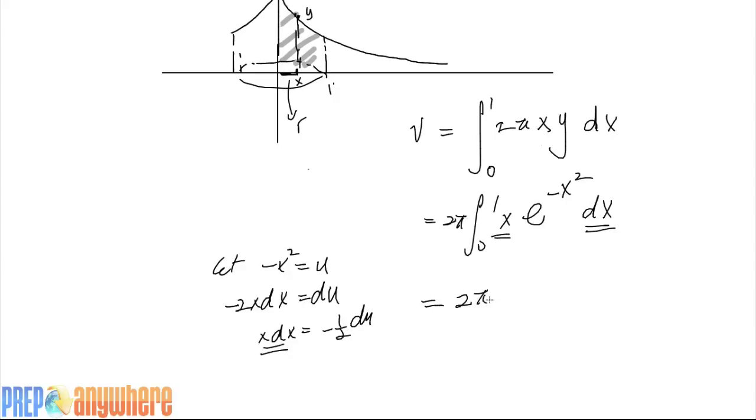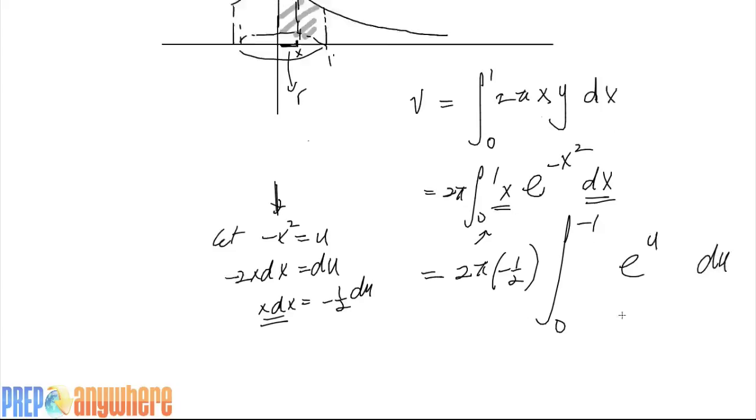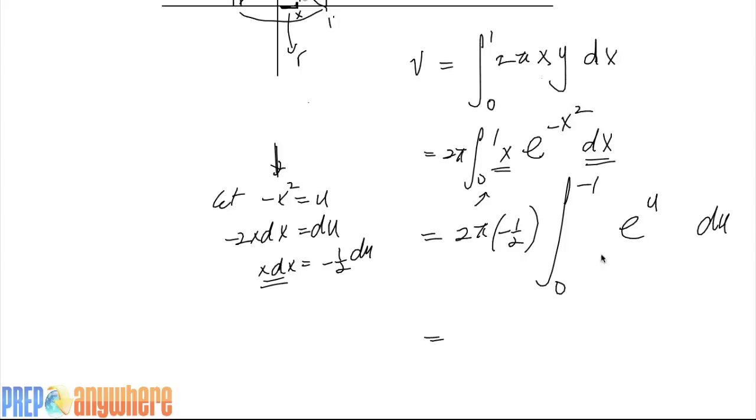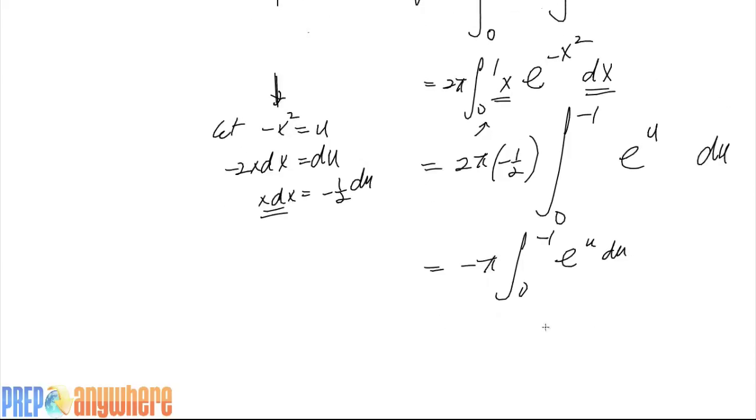So 2 pi times minus half integration du, and it's going to be just e to the power of u. This 0 to 1 is referring to the x value, so let's put that in here. If you plug in 0, u is still 0. If you put 1 in here, u is going to equal negative 1. So this is our new integration: minus pi integrating from 0 to negative 1 of e to the power of u du. Much simpler. That's just going to be e to the power of u.